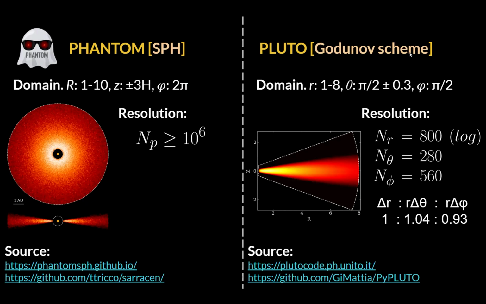But also, we want to compare these results with mesh codes because they have produced MRI successfully previously. So for that, we use the Pluto code, which implements the Godunov scheme. Here the domain went from 1 to 8 code units, and we simulate only a quarter of the disk. That is, phi goes from 0 to 90 degrees. We use more than 100 million cells, and I would try to set those cells as close as possible to a cubic cell, as you see here. And yeah, for the simulation, we use the Pluto code, and for visualization, we use the PyPluto library.